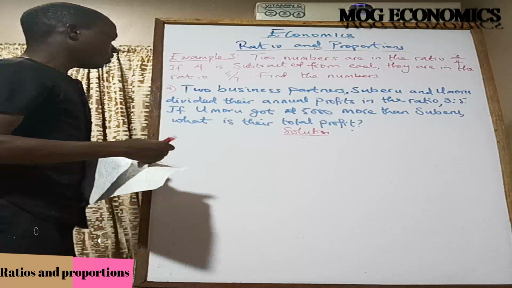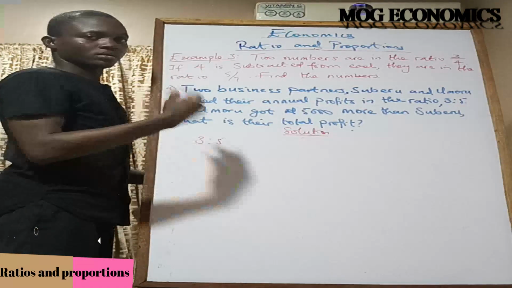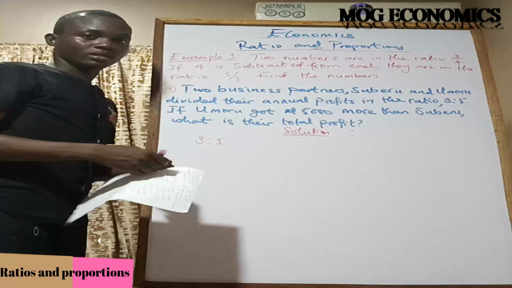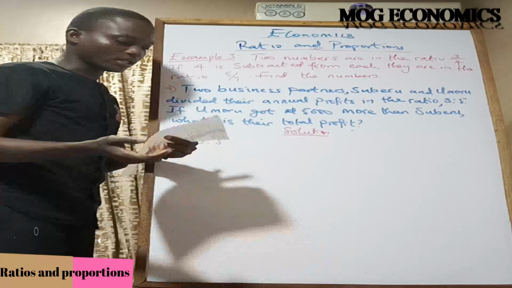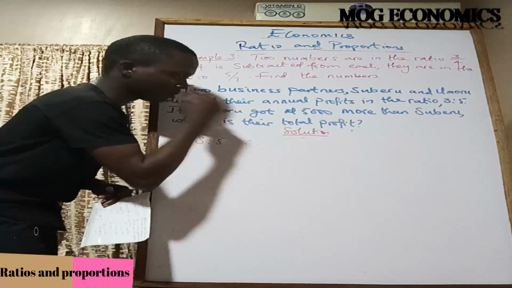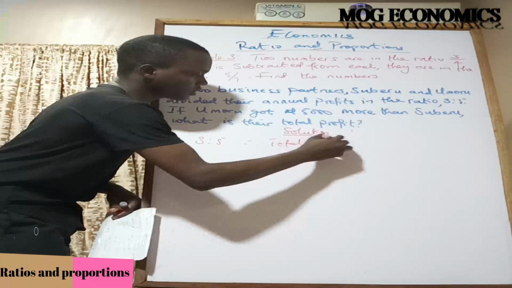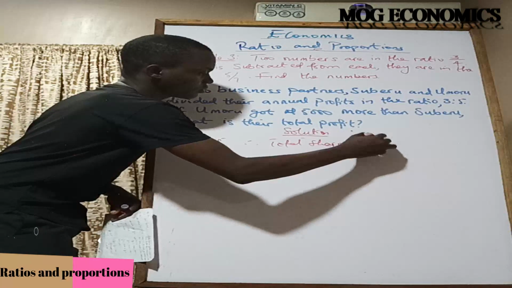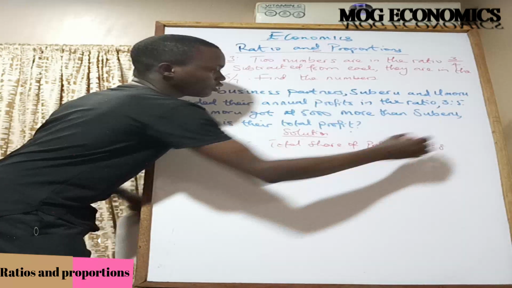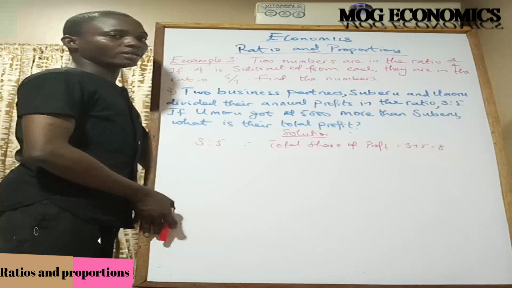So basically speaking, the ratio is 3:5, which means that the total is 8. So it's out of 8 that we're getting: somebody is getting 3, then the other person is getting 5. So when you have 3:5, that means the total share of profits equals 3 plus 5 equals 8. So somebody is getting 3/8 of the entire share, and then someone else is getting 5/8 of the entire share.